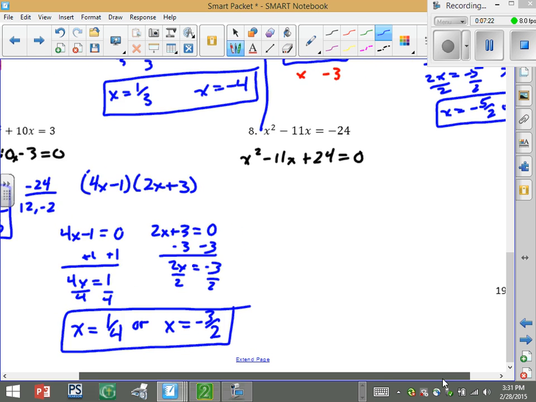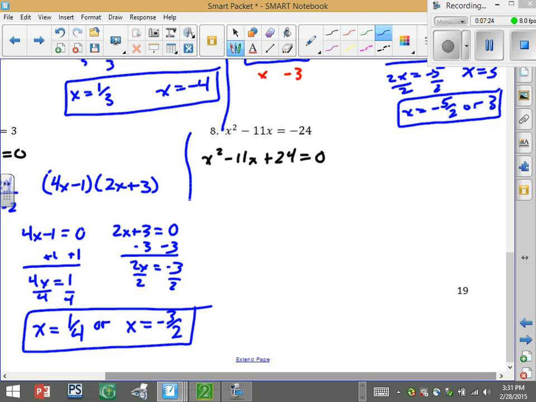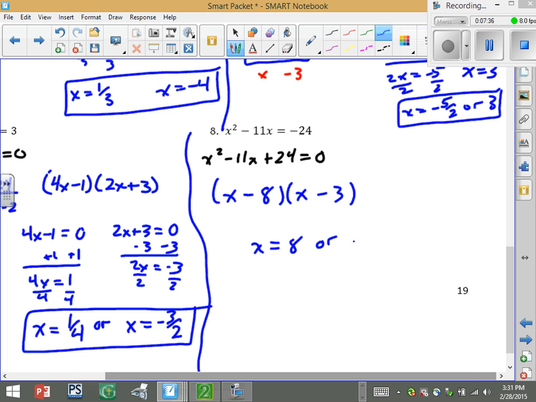And the final example for you guys, we need factors of 24 that add up to be negative 11. I think that would be minus 8 and minus 3. So this one's pretty straightforward. So x equals 8, or x equals 3 by the time all is said and done.